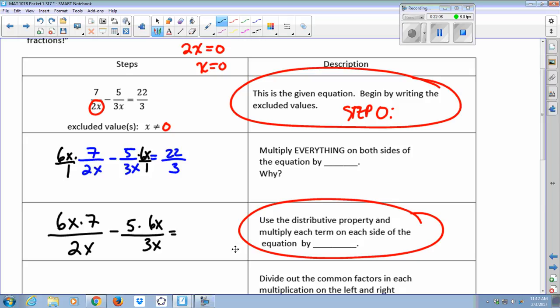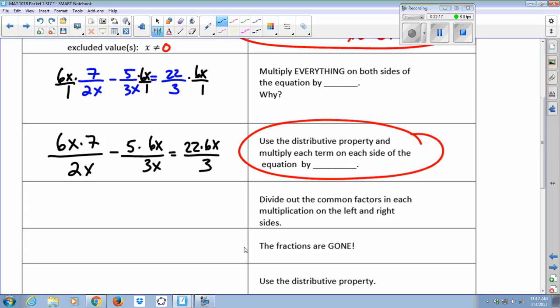And then I'm going to multiply 22 divided by 3 by 6x. And the only reason I can do this is because I have an equation. I do not need to create common denominators. But I will create common denominators. They're just going to be 1. So now look at that first fraction.